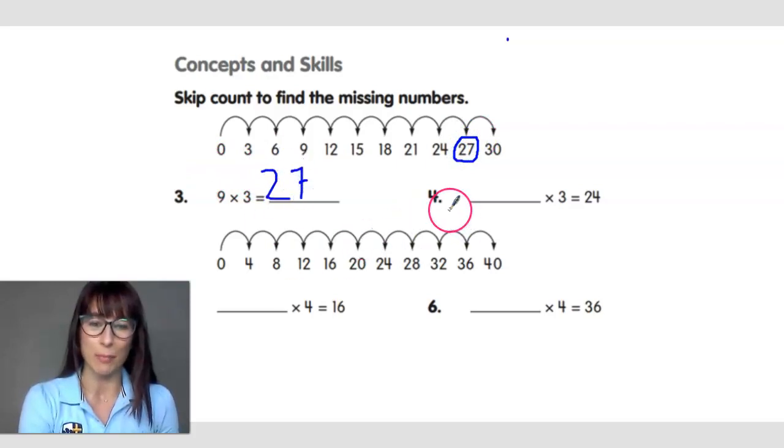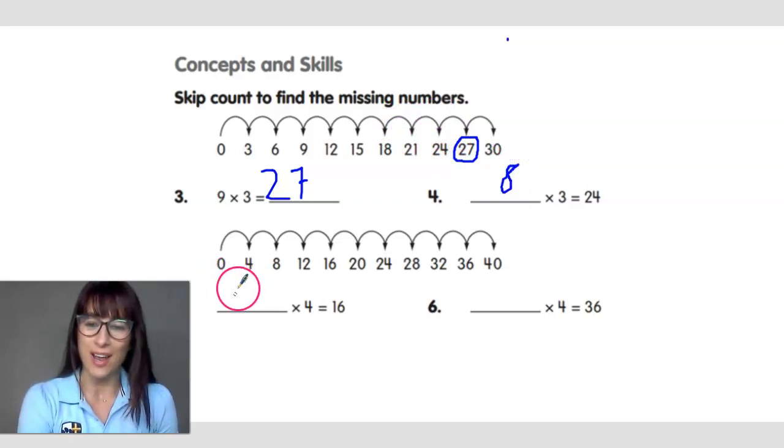Okay, let's go to exercise number 4. Here we need to find out how many times I have to skip count, or jump, to get to 24. So let's see how many times I have to skip count by 3 to get to 24. 1, 2, 3, 4, 5, 6, 7, 8. There I am, 24. So I'm going to write 8.